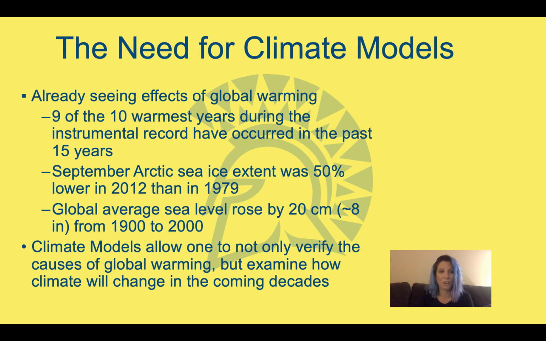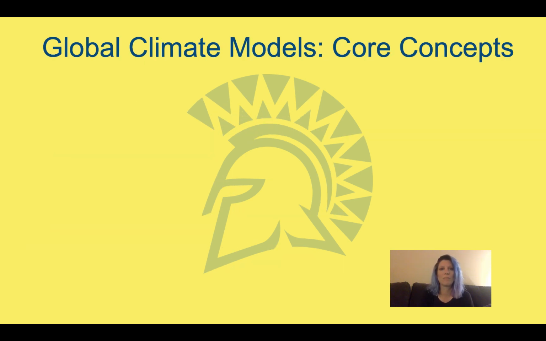Climate models allow one to not only verify the causes of global warming, but also examine how the climate will change in the coming decades. So they actually serve two purposes for us. First, what's going to happen in the future, but also for us to understand and verify what we think the causes actually are. Because if we feed it certain things like, say, less CO2 and start running it in 1900 and see what it thinks it's going to be like today, and it doesn't match today, then that will tell us something. We'll get into that a little bit later on in the lecture.